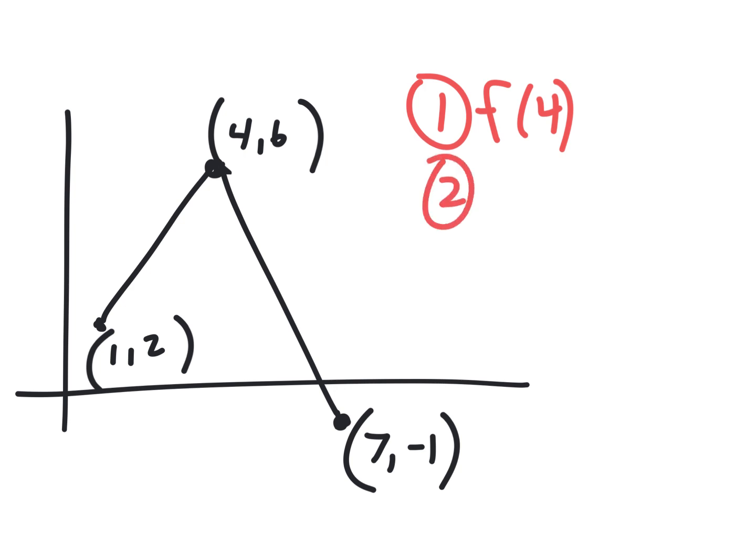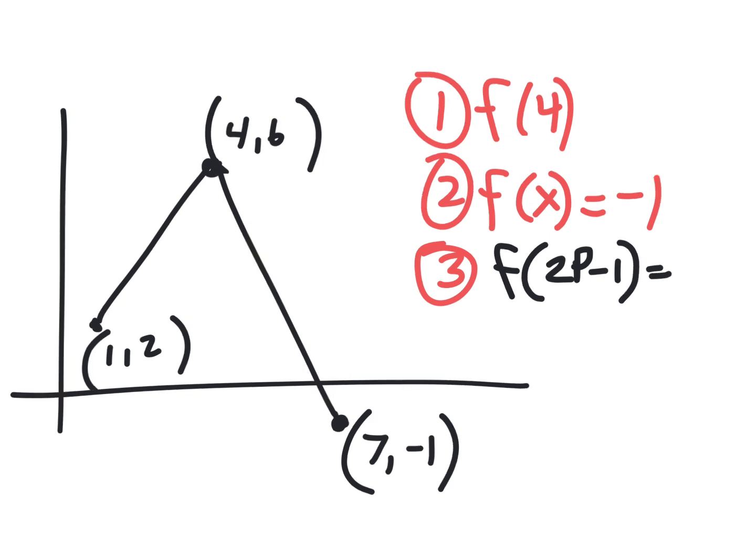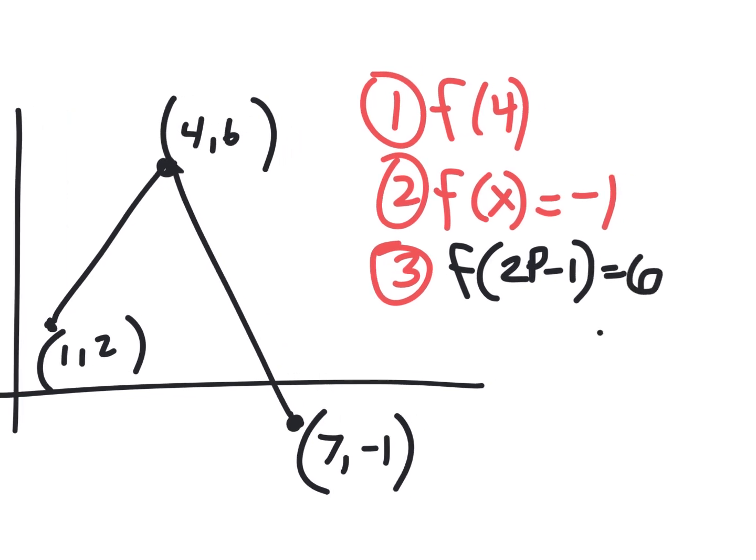Number 2, if I say f of x is negative 1, you're supposed to be able to infer that the question is asking, what is the x then? If I gave you f of x, you're supposed to figure out the x. Number 3, if f of 2p minus 1 is equal to 6, what's p?